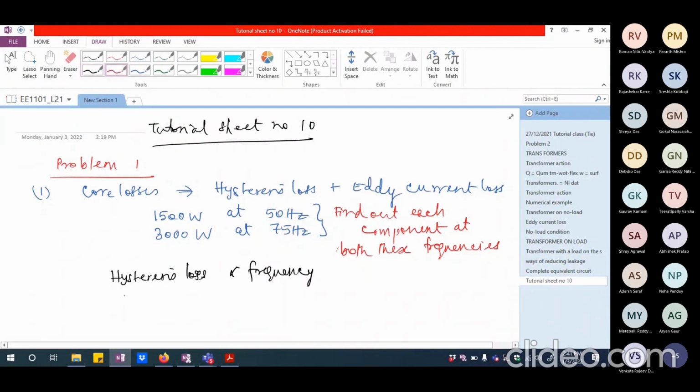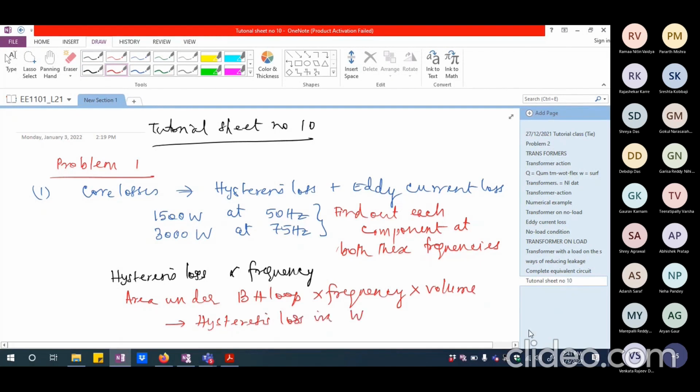So I would say the area under the BH loop multiplied by frequency multiplied by volume will give me the hysteresis loss. This will be the hysteresis loss in watts for the entire specimen. If I multiply by the volume also, it gives me the complete hysteresis loss in watts. So the bottom line is that the hysteresis loss is proportional to frequency.